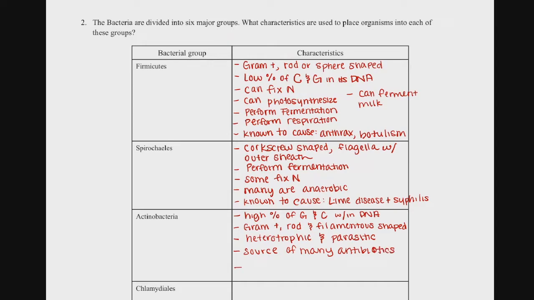And they cause tuberculosis and leprosy. And some are abundant soil decomposers.